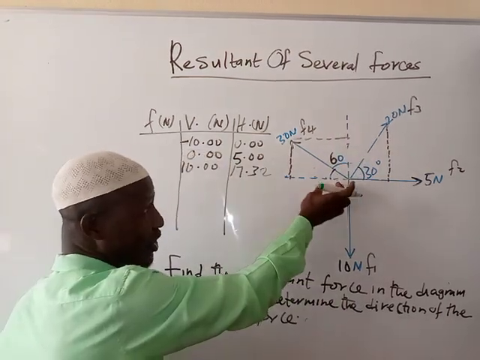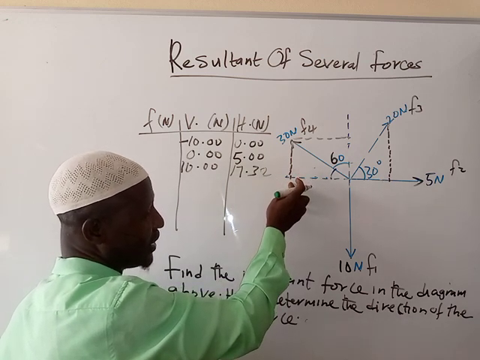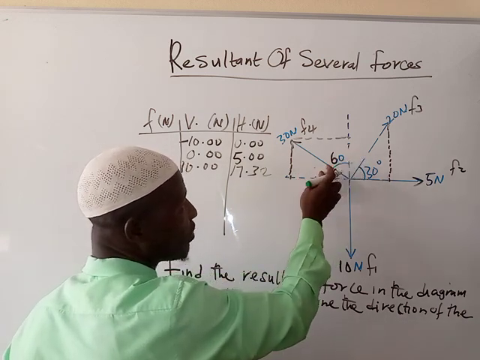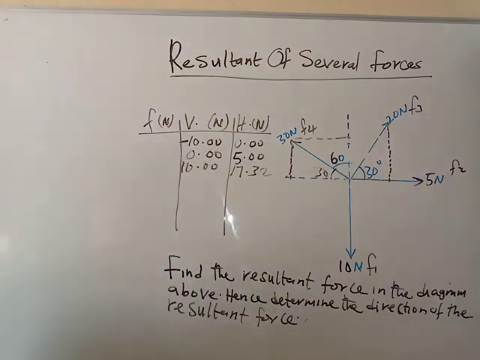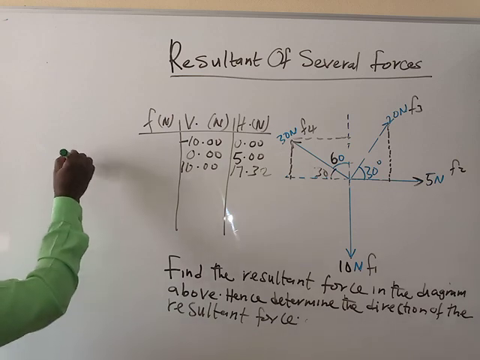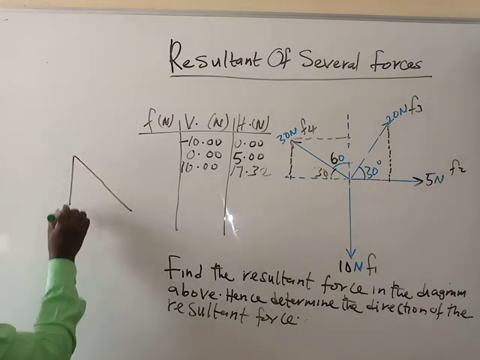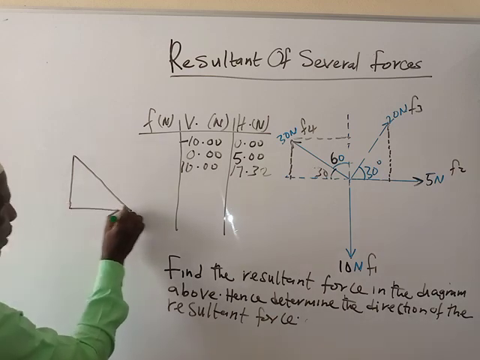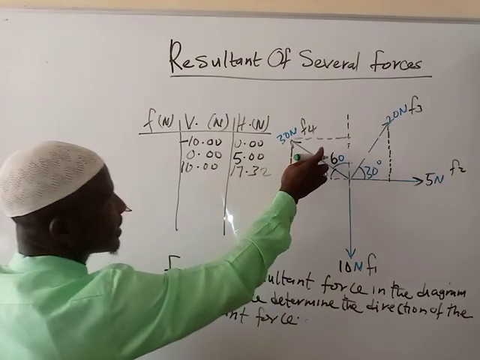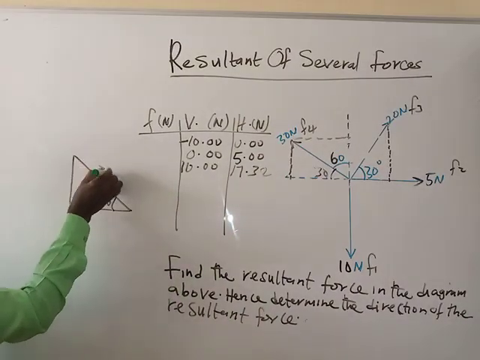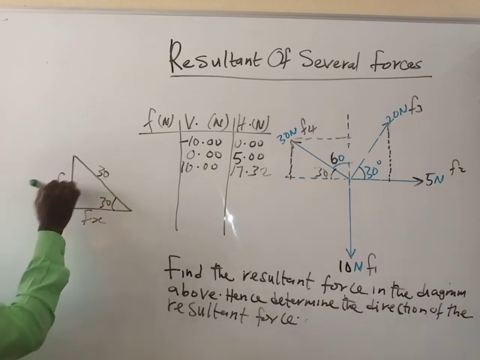But if you still want to use this horizontal component to make your right-angled triangle like this, since this one is 60, this one will become 30. Very simple. So you bring out the triangle to make it easier. You are going to have vertical, then the force itself, then horizontal component. This is the angle, 30. The force is 30 Newton.